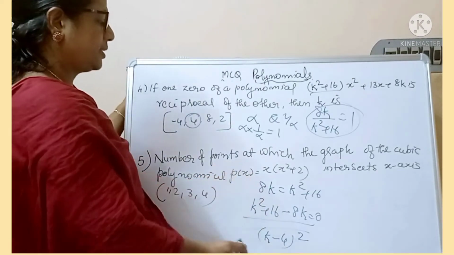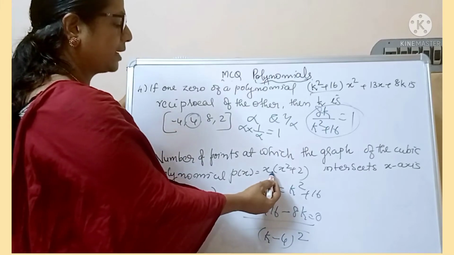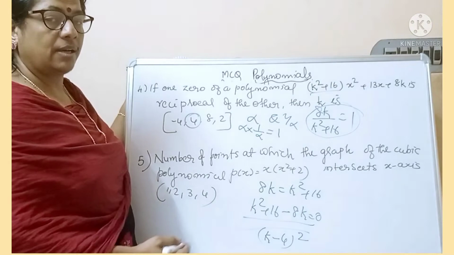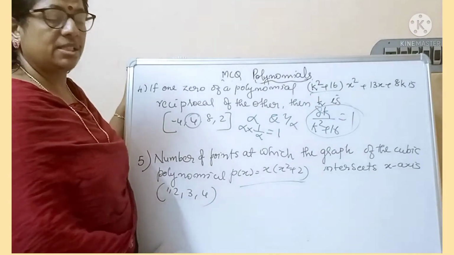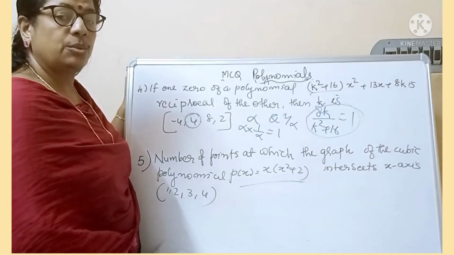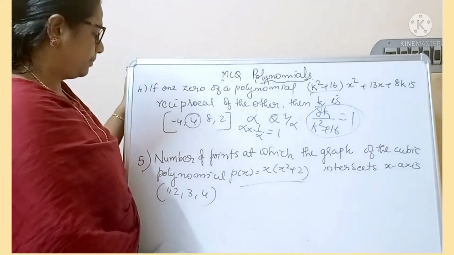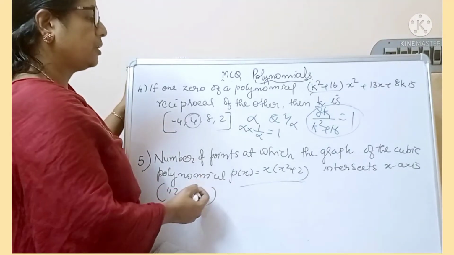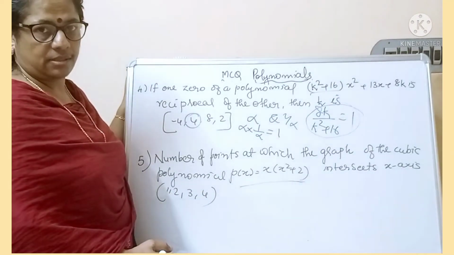Number of points at which the graph of the cubic polynomial p of x is equal to x into x square plus 2 intersects the x-axis. At how many points, that we want to find. Here p of x is equal to x into x square plus 2. It is a cubic polynomial. So, number of points at which the graph of the cubic polynomial intersects the x-axis.